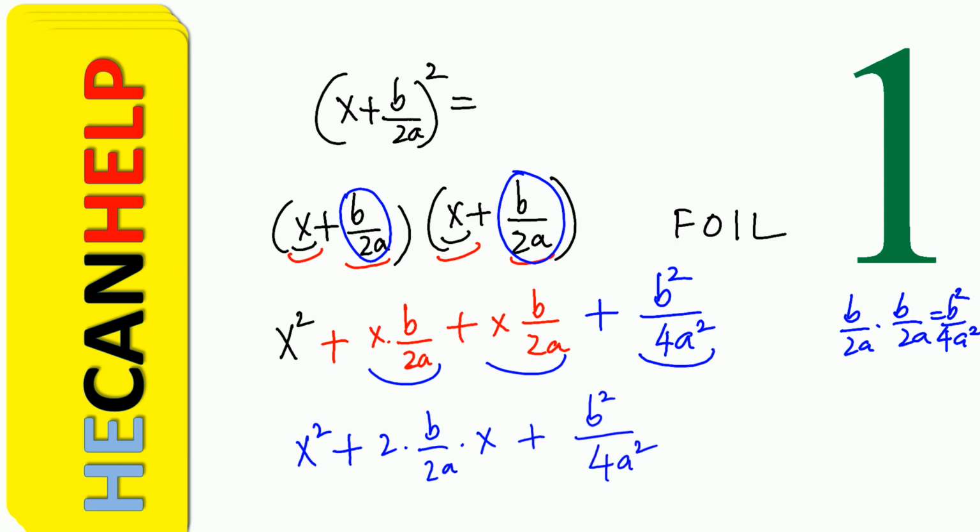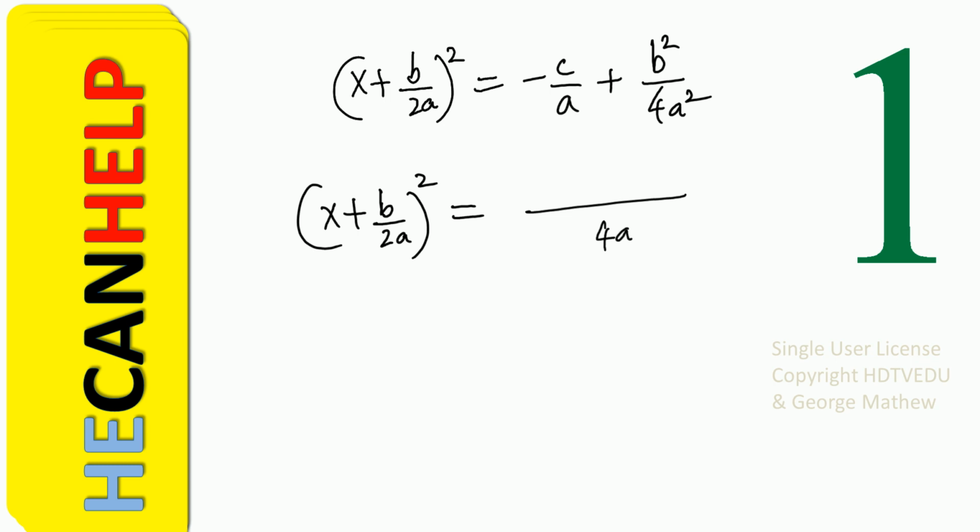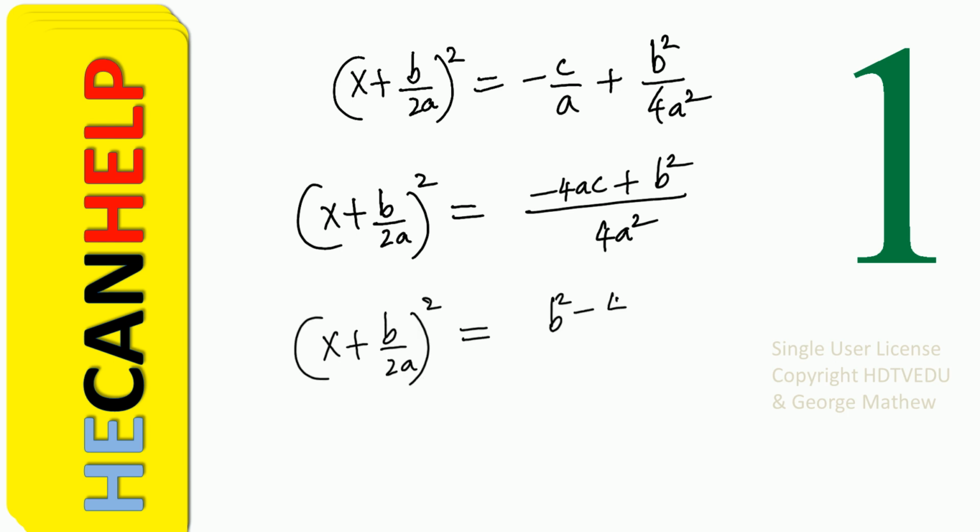And now we set this whole thing equal to the right side: negative c over a plus b squared over 4a squared. So we get x plus b over 2a, the whole squared, is equal to, with 4a squared as the least common denominator, negative 4ac plus b squared. So we get x plus b over 2a squared is equal to b squared minus 4ac divided by 4a squared.